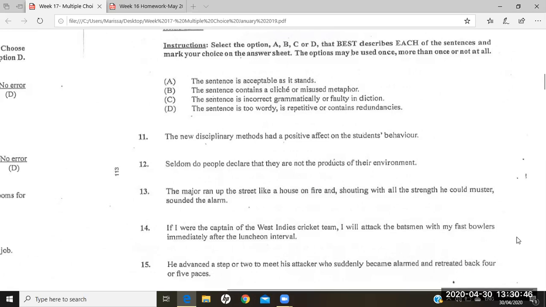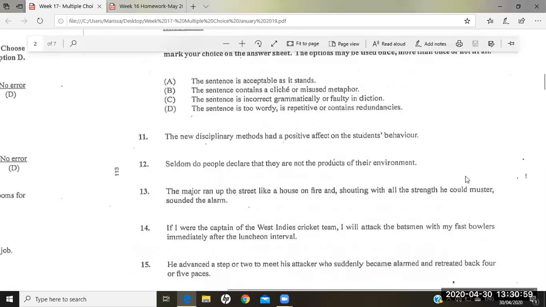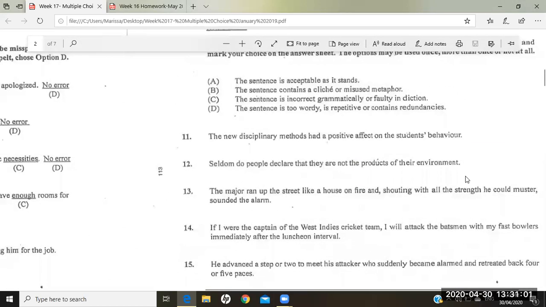So just to recap the answers from 11 to 15, number 11 was C, 12 A, 13 D, 14 C, and 15 D. So let's move on to the other section of the paper.